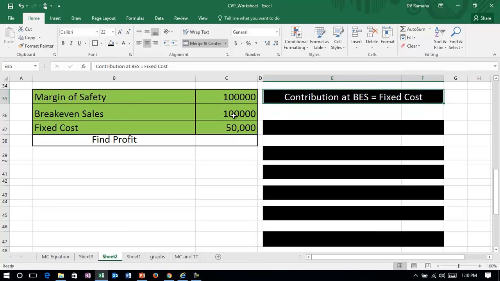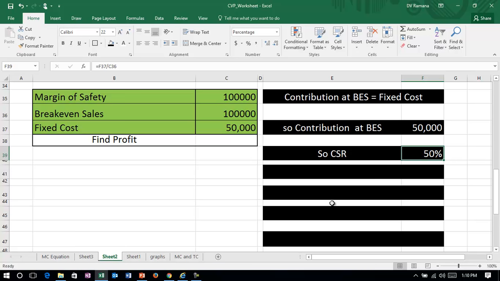So when the sales is equal to 100,000, the contribution is 50,000, which is equal to the fixed cost. So therefore, contribution at break-even sales is 50,000, and this contribution is sufficient to meet the fixed cost. So therefore, there is no profit and no loss. So when the break-even sales is 100,000 and contribution is 50,000, contribution to sales ratio is 50%, which is 50,000 divided by break-even sales.